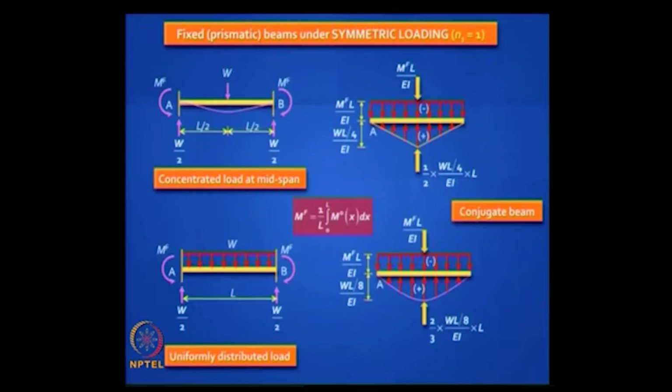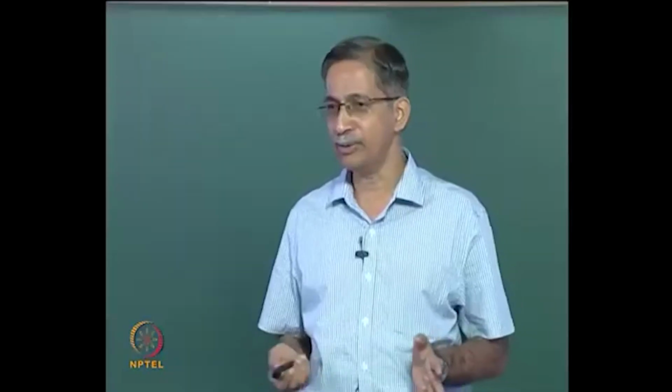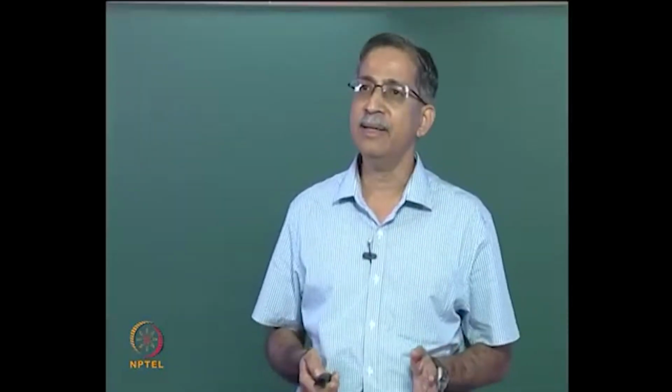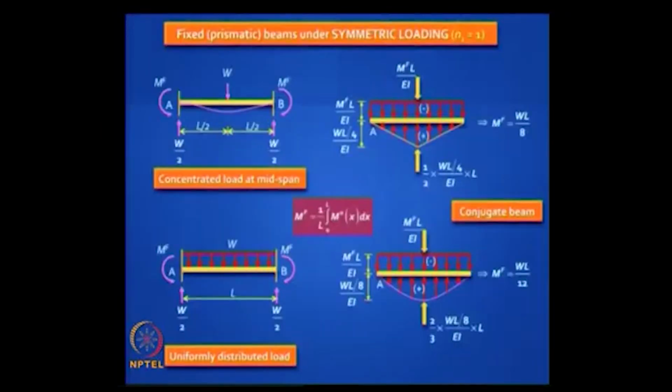If you take the first case, it is a triangle, so the area is easy to calculate. The second case, it is a parabola, so the area is 2/3 of the equivalent rectangle, and you can easily find the answers. The answers are, in the first case, MF is equal to WL by 8, and the second case it is WL by 12. So you will find that for symmetric loading it is extremely easy to do. It will take you just about a minute or so to crack the problem, and so the conjugate beam method is a very useful method to find fixed end moments when the loading is symmetric.